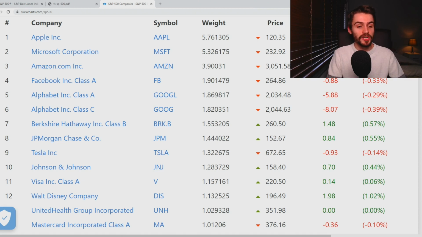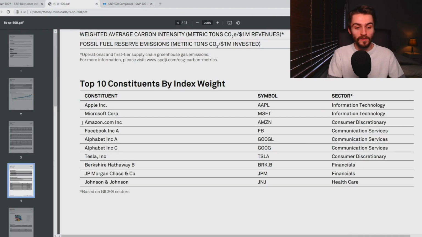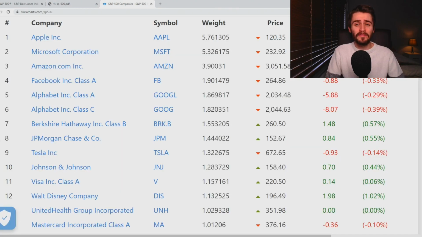The biggest notable change is that both Berkshire Hathaway and JP Morgan are now ahead of Tesla, whereas if we go to our report, we can see that Tesla is ahead of both Berkshire and JP Morgan. And effectively, this is due to the poor performance of Tesla stock over the last couple of weeks. And this is a great example because it just goes to show you how market sentiment can influence the weightings within the index itself.